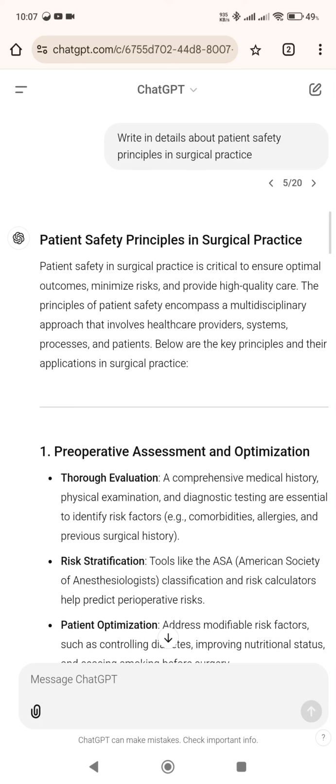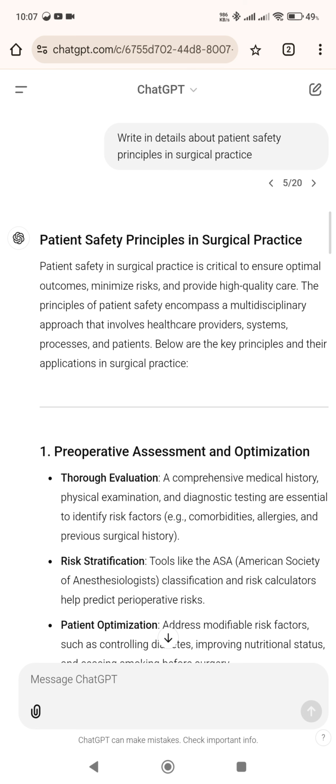Patient safety principles in surgical practice. Patient safety in surgical practice is critical to ensure optimal outcomes, minimize risks, and provide high quality care. The principles of patient safety encompass a multidisciplinary approach that involves healthcare providers, systems, processes, and patients. Below are the key principles and their applications in surgical practice.